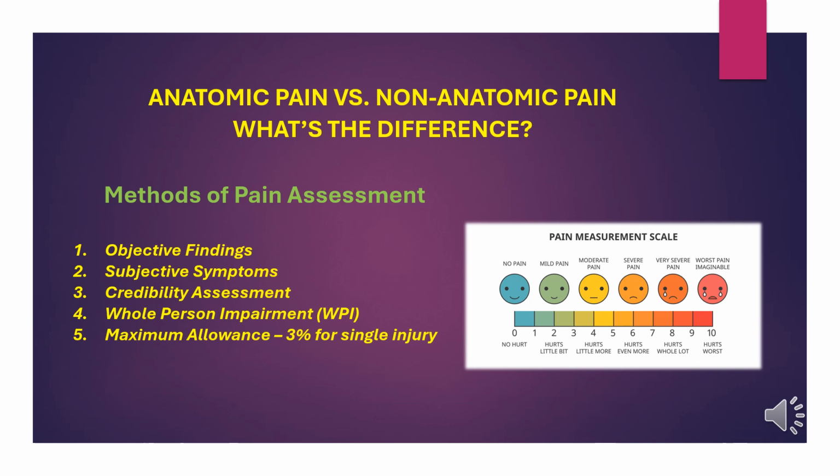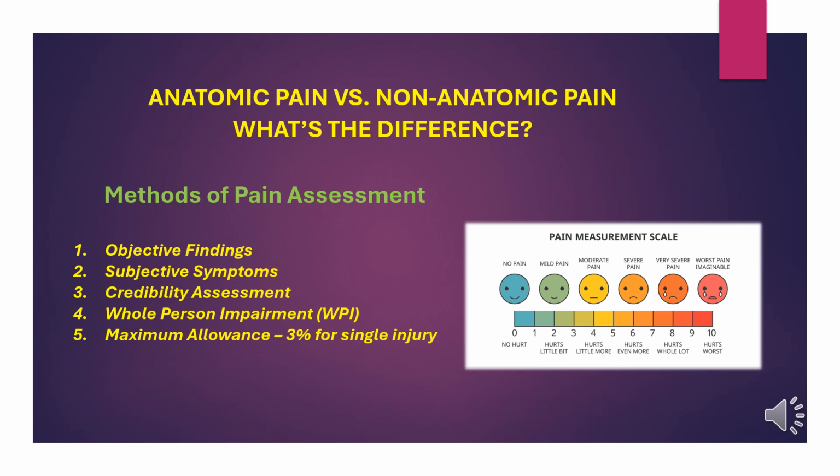All right, so what are the methods of pain assessment according to the Guides? Well, first of all, the objective findings. These are the observable and measurable signs such as swelling, bruising, or abnormal imaging findings that support a diagnosis of anatomic pain. We have subjective symptoms. These are the patient-reported experiences of pain, often used in the assessment of non-anatomic pain. Credibility assessments. These are evaluating the credibility of the individual's reported pain, considering factors such as consistency with clinical findings and the impact on daily activities.